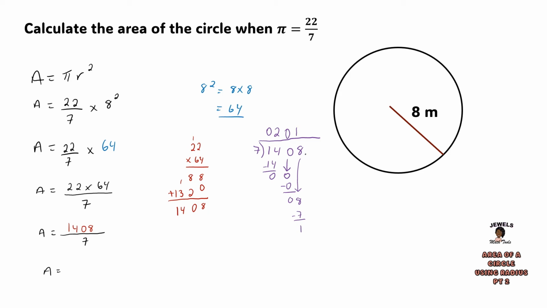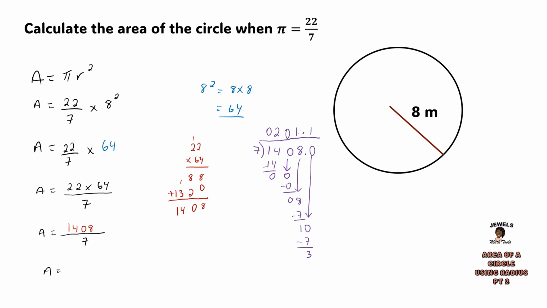So I'm going to put in my decimal point to indicate that I am done dividing with the whole number part of my number. I'm going to add in a 0. Bring down that 0, changing my 1 into 10. 7 will divide into 10 once. 1 times 7 is equal to 7. And 10 minus 7 will give us a difference of 3.